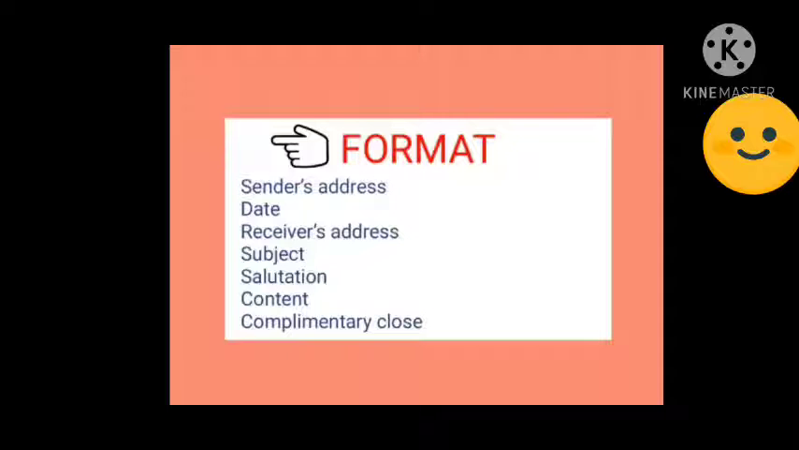Next, subject. Subject is nothing but the brief or concise extract of the letter that gives us a clear idea about what we are drafting the letter for. The reader will come to know what the letter is about just by going through the subject.